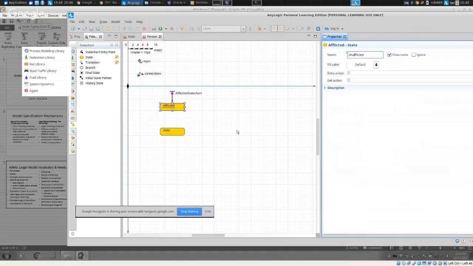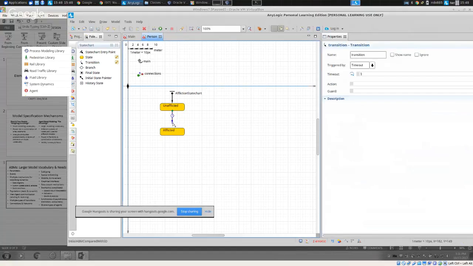Unafflicted. They start unafflicted. So where did I drag this from? State chart entry point, not initial state point. I dragged in a state called unafflicted, and then I dragged in another state called afflicted. And I'm going to drag in a transition betwixt them called affliction.